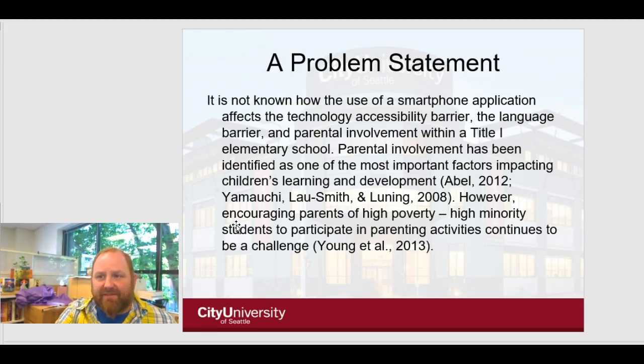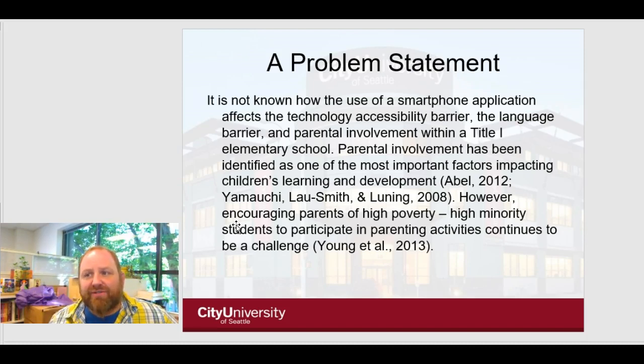So, problem statement: "It's not known how the use of smartphone applications affects technology accessibility, the language barrier, and parental involvement with Title I elementary schools. Parental involvement has been identified as one of the most important factors impacting children's learning." Citations. "However, encouraging parents of high poverty, high minority students to participate in parenting activities continues to be a challenge," supported by research. So, is this a problem?